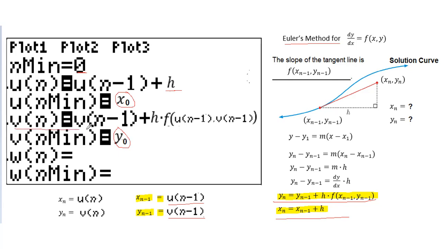Here's how to write down the v sub n, in other words, y sub n. Y sub n equals y sub n minus 1, and I will change it into v sub n minus 1, plus h times the differential equation. For over here, you will change into u sub n minus 1 and v sub n minus 1 instead of x n minus 1, y n minus 1.